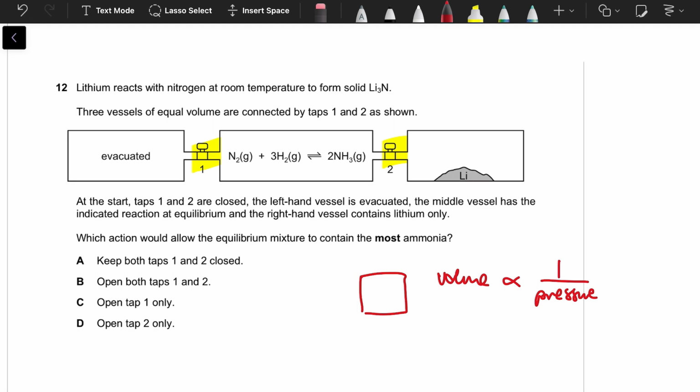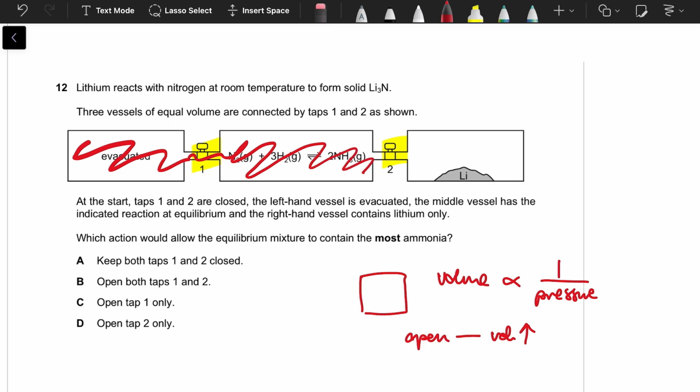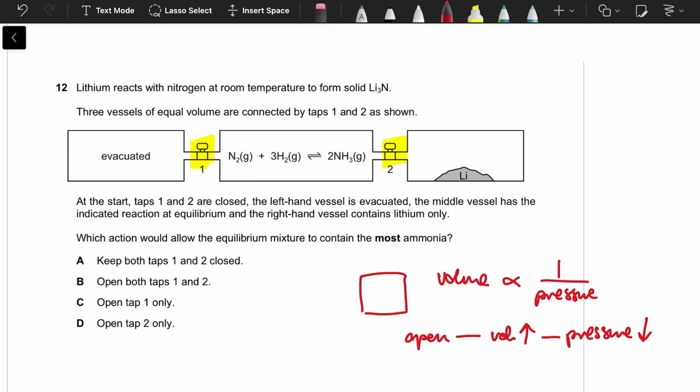So when you open the tap, you get a volume increase. If we open tap 1, you'll have all of this, and thus the pressure is going to decrease. If the pressure decreases, the equilibrium is going to shift to the left, to the side with more moles, because we have 4 moles in total on this side and only 2 on this side, to increase that pressure once again, so we won't end up with as much ammonia.